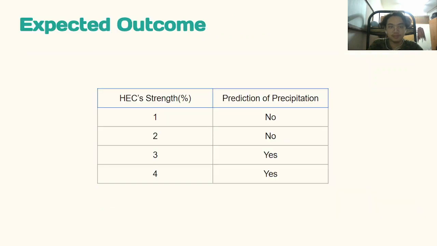So this is the expected outcome. For the HEC strength of 1 to 2%, the predicted result for precipitation is no, whereas for 3 to 4%, precipitation is predicted.